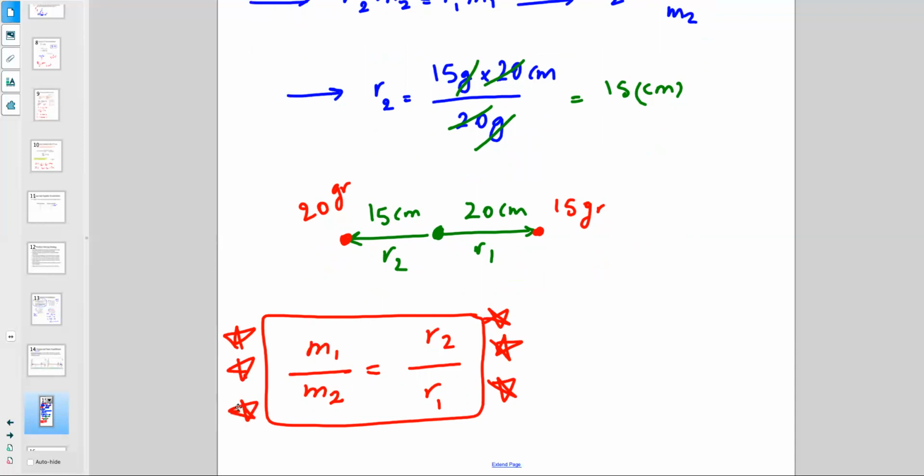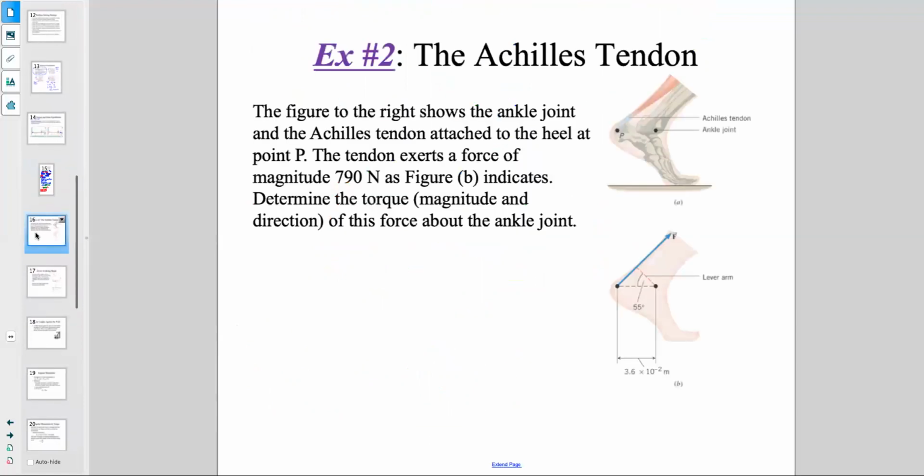All right, so let's go to another example. Example number 2. Pause the video and read the problem. Write down the things that you have, and then let's work on it together. So what we have here is that the figure to the right shows the ankle joint and the Achilles tendon attached to the heel at point P. So I have a tendon here that's been attached to this point P. The tendon exerts a force of magnitude 790 newtons, as figure B indicates.